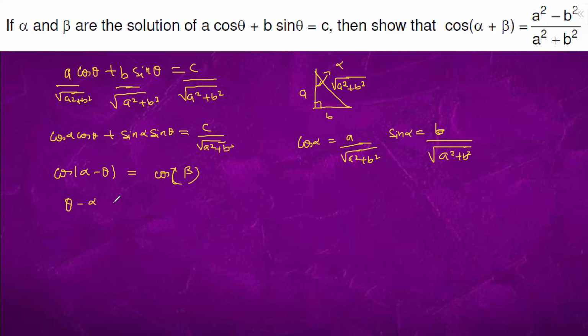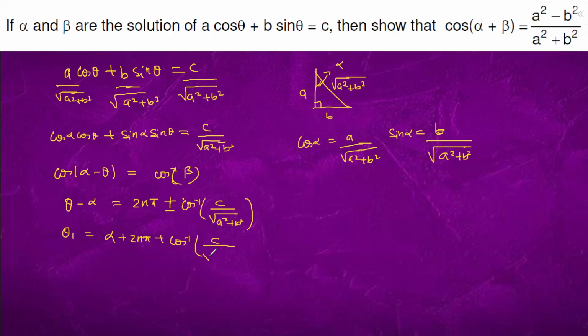So theta minus alpha is equal to 2n pi plus or minus beta, where beta is cos inverse C upon root under A square plus B square. So theta 1 will be alpha plus 2n pi plus cos inverse C upon root under A square plus B square. And theta 2 is 2n pi plus alpha minus cos inverse C upon root A square plus B square. So this is one theta. Theta 1 is what we will consider.